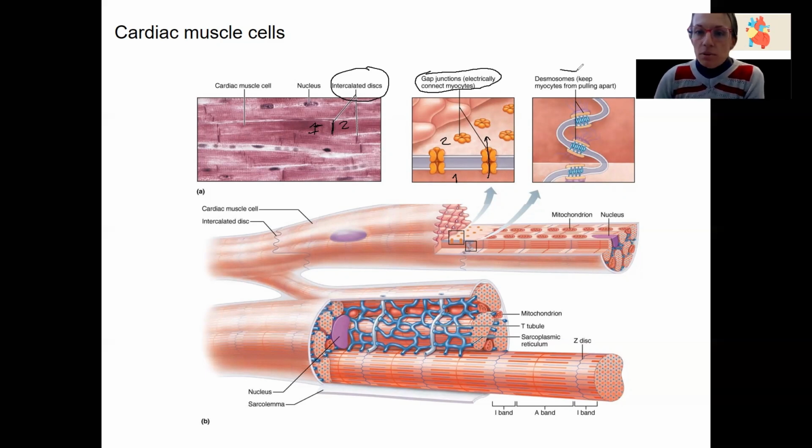There's also desmosomes. That's a Velcro that holds adjacent cells together. This would be cell 1 and cell 2 there, that physically connect them together. That allows the atria to contract as a unit, and then the ventricles to contract as a unit.